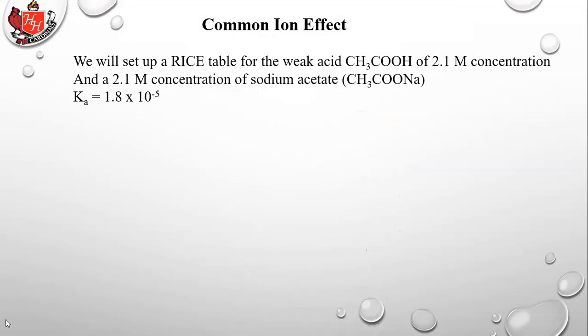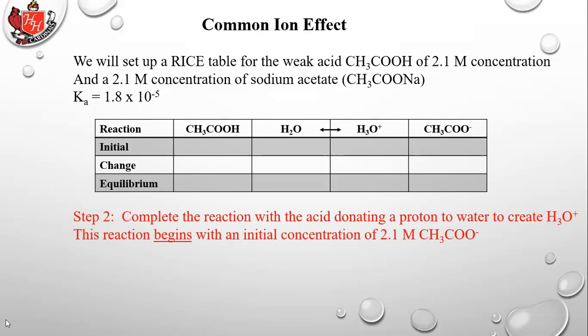Now we're really starting the problem, the common ion problem. What we were just trying to do before is show you where that acetate ion came from. If it doesn't come from acetic acid, where does it come from? Well, one place is sodium acetate. Now we're going to do the reaction the same way we did in the previous lesson with acetic acid. Step 2: complete the reaction with the acid donating a proton to water to create hydronium ions. This reaction begins with an initial concentration of 2.1 molar acetate ion. That's where this problem is different from the one we did in the last lesson.